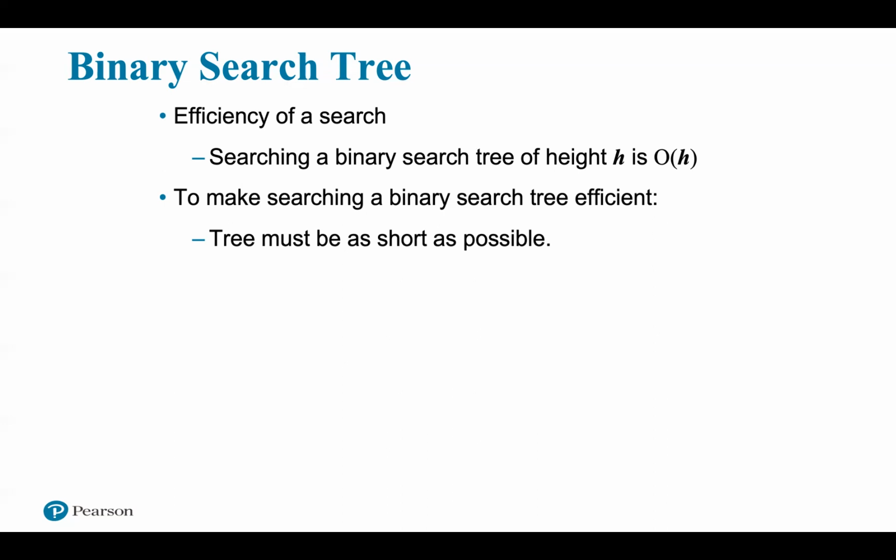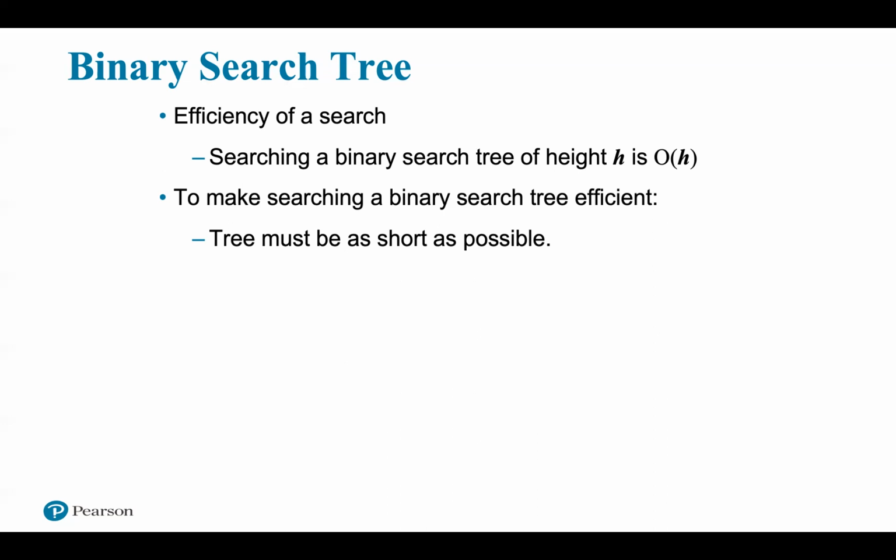As you can see, the height of a tree directly affects the length of the longest path from the root to a leaf, and hence affects the efficiency of a worst case search. Thus, searching a binary search tree of height h is big O of h.